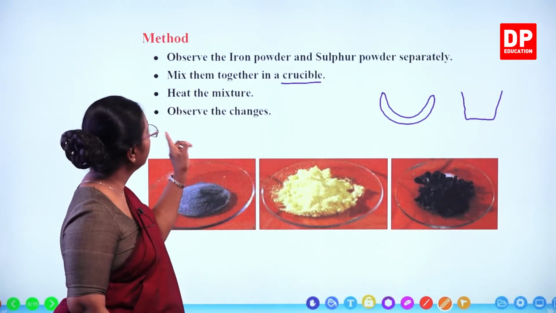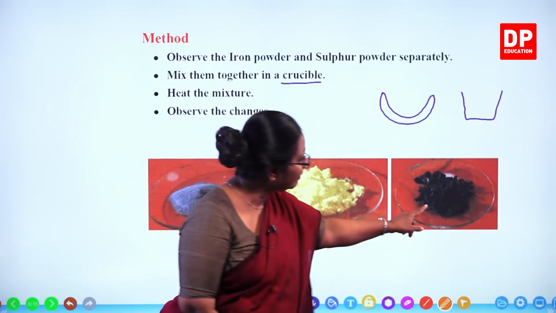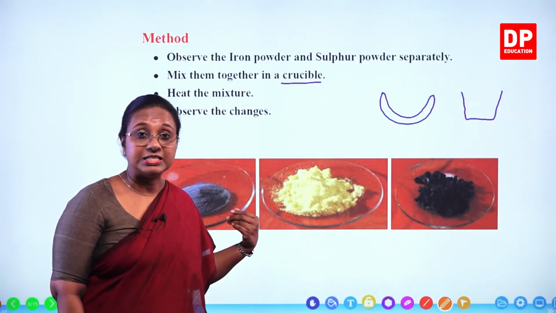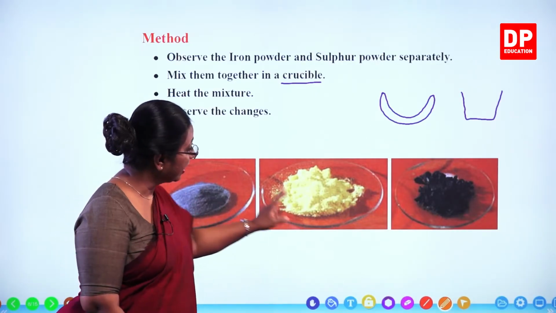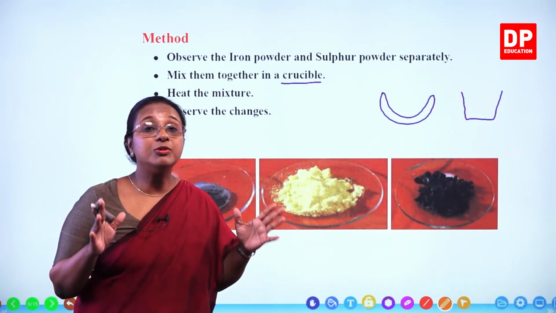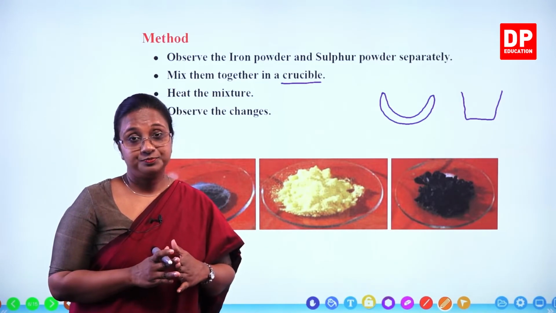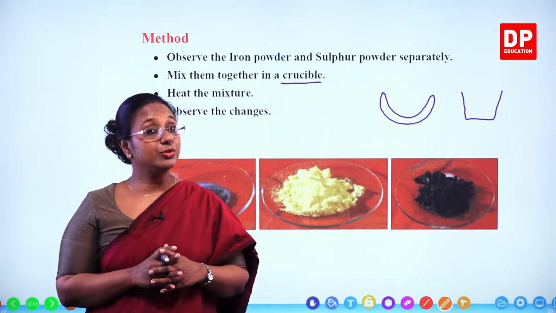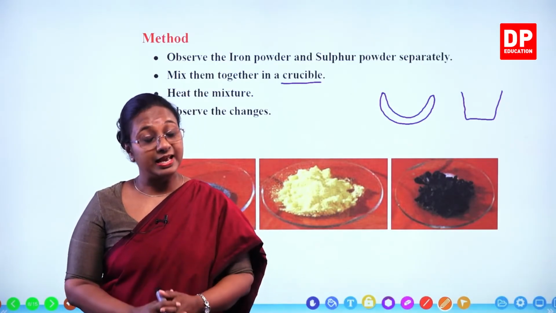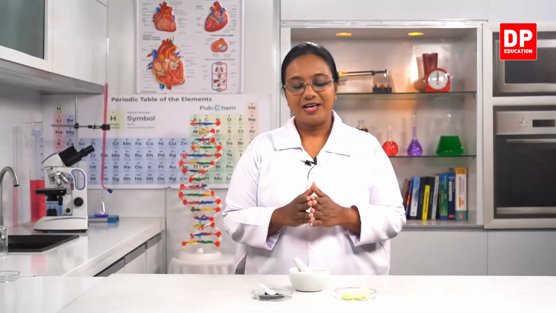Heat the mixture, observe the changes. So that will be the change. Then you have to compare that with the two initial elements. These two are elements, that is a compound. So then you will understand how the properties change. So now that you know the steps of the activity, students, we will go to the lab and do this activity. Okay, students. So you all know under pure substances there are two main types, the elements and compounds.